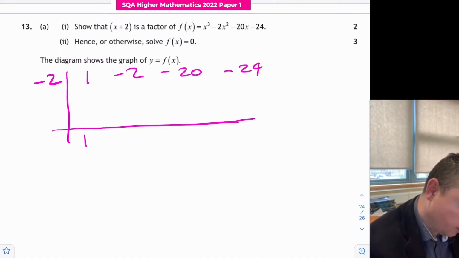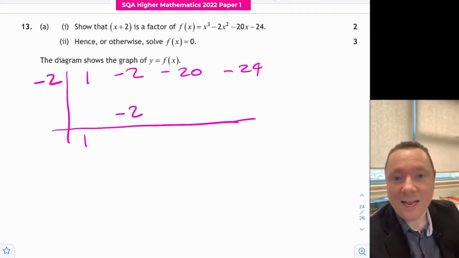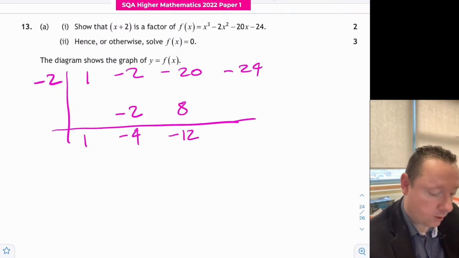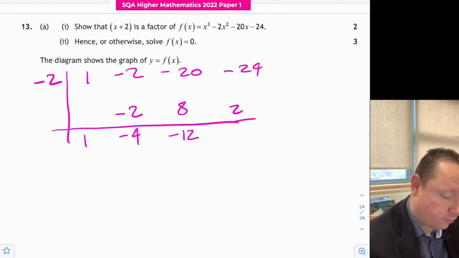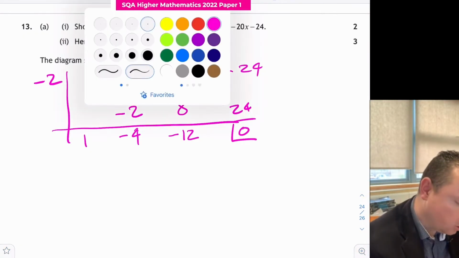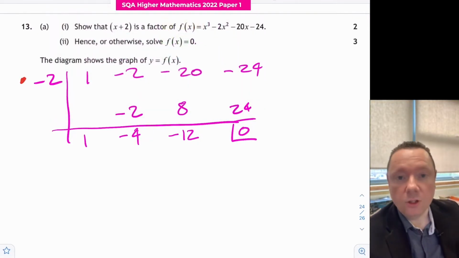1 just drops straight down. And then I've got 1 times minus 2, which is minus 2. Adding them together to get minus 4. Minus 4 times minus 2 is 8. Adding them together to get minus 12. Minus 12 times minus 2 is 24. Adding them together to get 0. And we get a mark at that point for using minus 2 in the synthetic division. So there's a mark. Let's move on to our second mark.